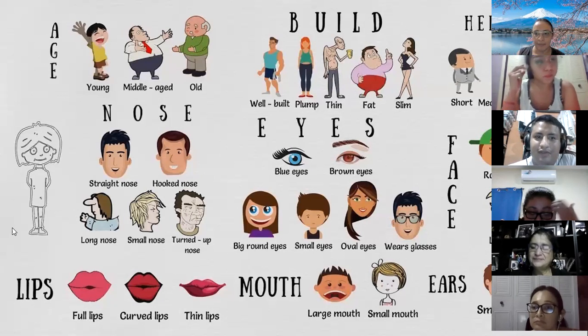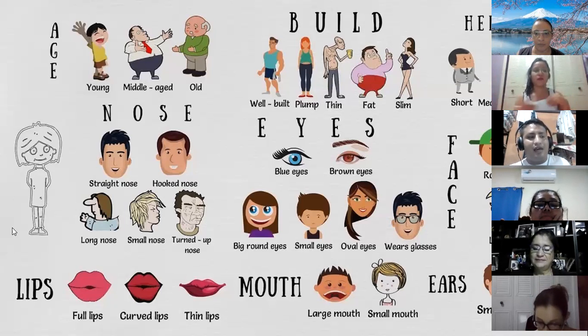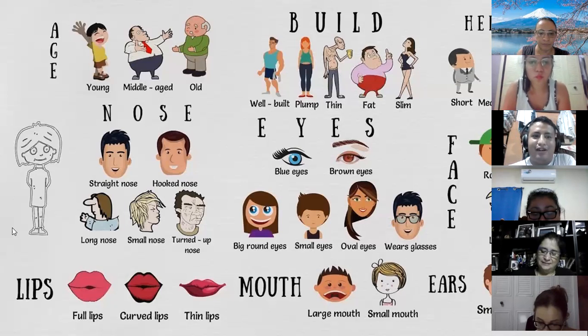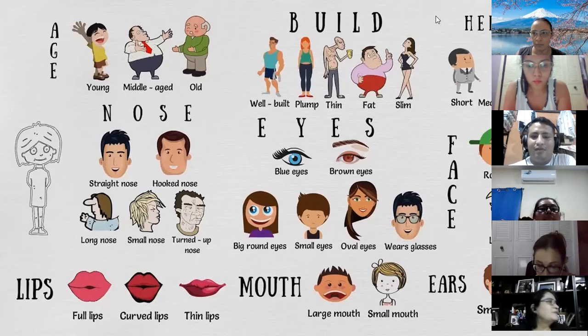So Cesar, go ahead. Describe yourself really quick. Thank you. My age, middle age. In that case, I am middle age. I am fat. My nose is a strange nose. My eyes are light brown eyes. My face is oval. My lips are full lips. Okay, curved lips. I have large ears or big ears. In that case, I have large mouth. Mouth, okay, mouth.